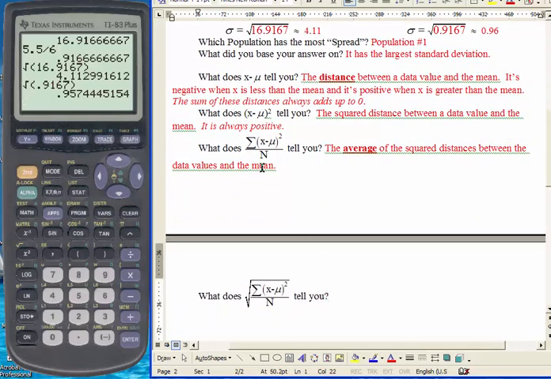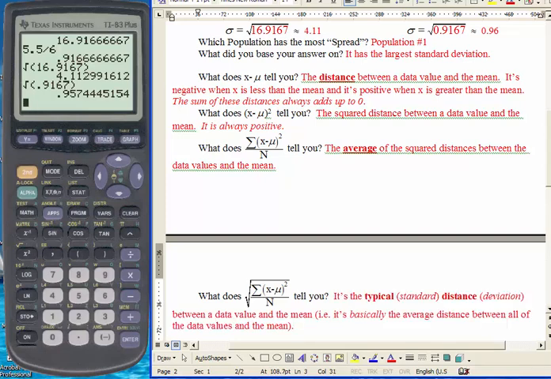And the last question, well, if we take the square root of that, what does that tell you? Well, I guess you could say the population standard deviation, but I think this would be quite a bit more informative. It's the typical or standard distance or deviation between data values and the mean. It's basically the average distance between all the data values and the mean. So isn't the name standard deviation a swell name for it? It really tells you what it's doing.